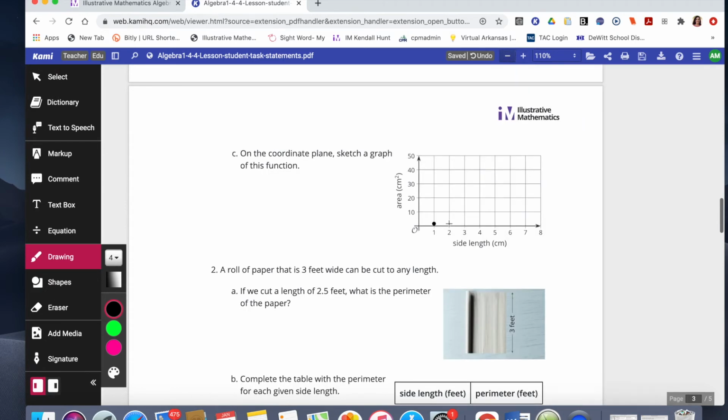When the side length is 2, the area is 4. So right below the halfway mark. When the side length is 3, 3 times 3 is 9. When the side length is 4, 4 times 4 is 16. So that's about halfway, a little bit above halfway. When the side length is 5, 5 times 5 is 25.